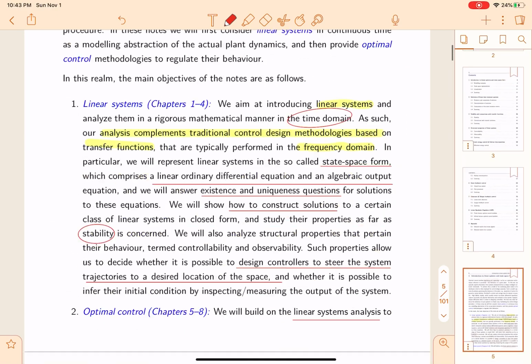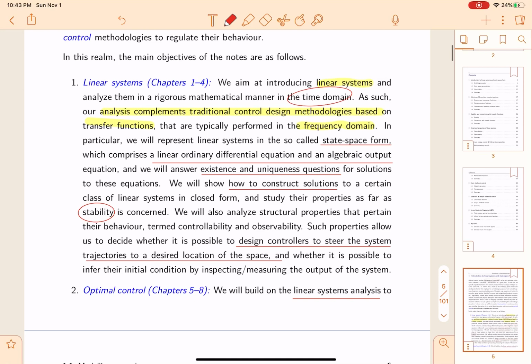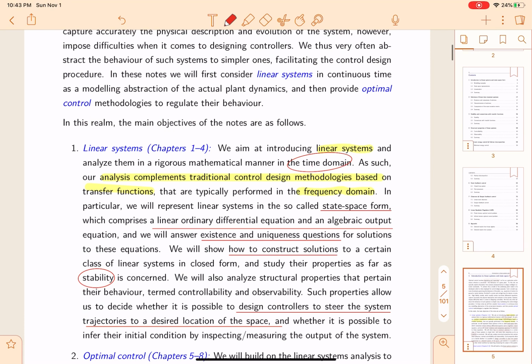Our course is divided into two parts. One is to introduce linear system, and second one is to introduce optimal control. For linear system, we will analyze them in the time domain, and before we will analyze it in the frequency domain. The analysis complements traditional control design on transfer function, which are basically in frequency domain.